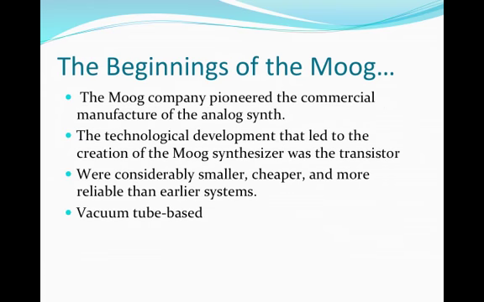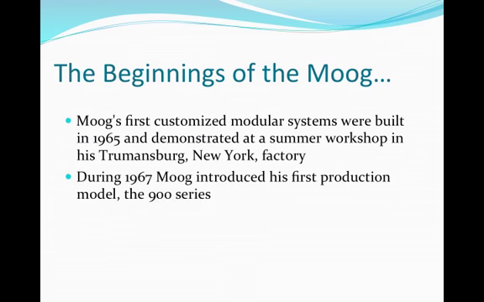The technological development that led to the creation of the Moog synthesizer was the invention of the transistor, which enabled researchers like Moog to develop electronic musical systems that were considerably smaller, cheaper, and far more reliable than the earlier vacuum tube-based systems. Moog's first customized modular systems were built during 1965 and demonstrated at a summer workshop at Moog's Trumansburg, New York factory in August 1965. During 1967, Moog introduced the first production model, the 900 series.